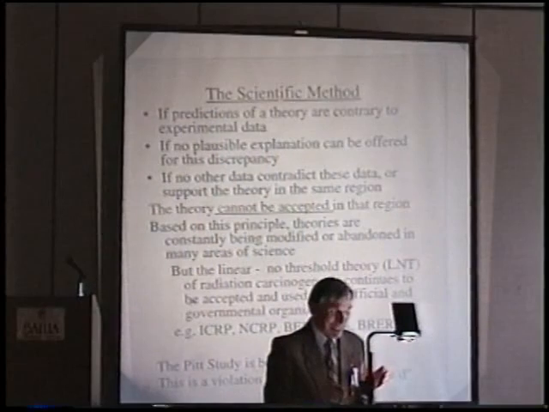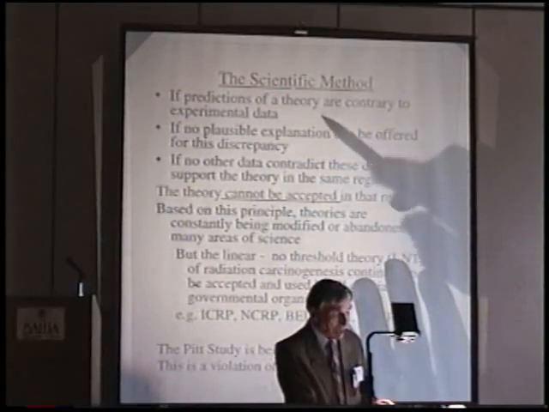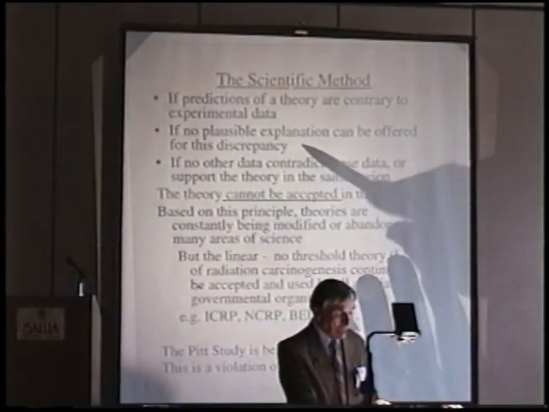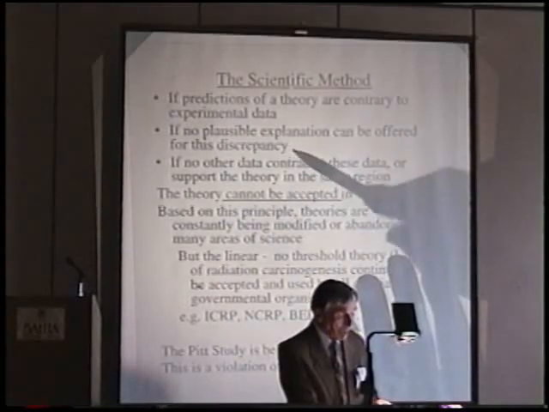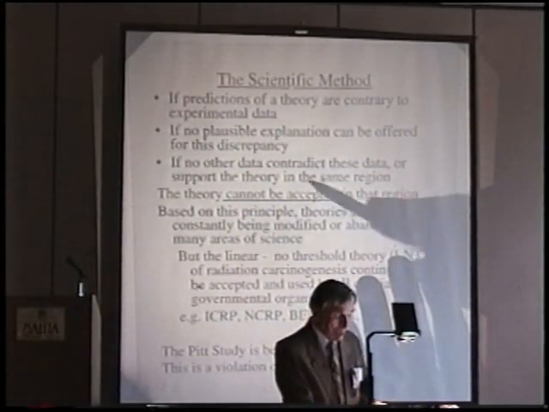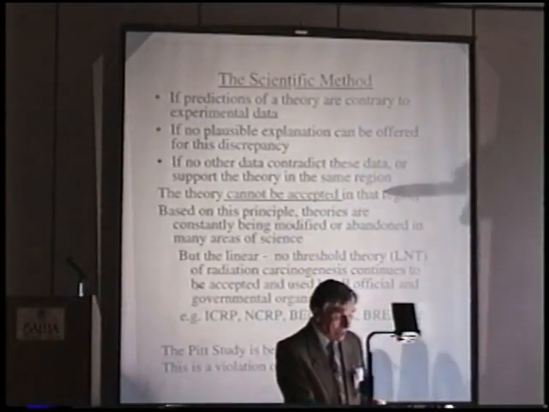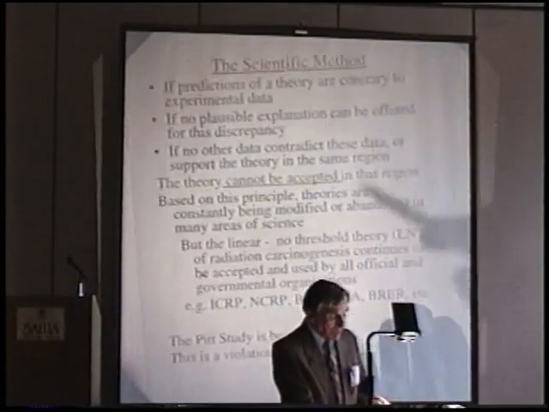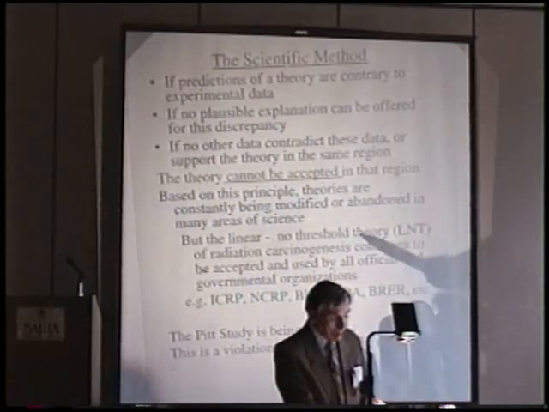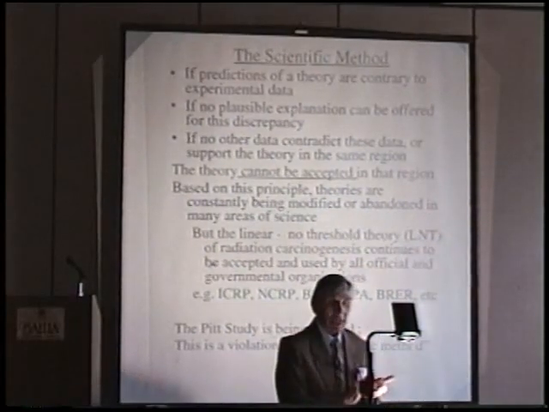So I have to put in something about the scientific method here. The scientific method is understood by physicists, and I'm basically a physicist, is that if the predictions of a theory are contrary to experimental data, and if no plausible explanation can be offered for this discrepancy, if no other data contradict these data, or if there's no other data that support the theory in the same region, the theory cannot be accepted in that region. Based on this principle, theories are constantly being modified or abandoned in many areas of science. I can give lots of examples of this.